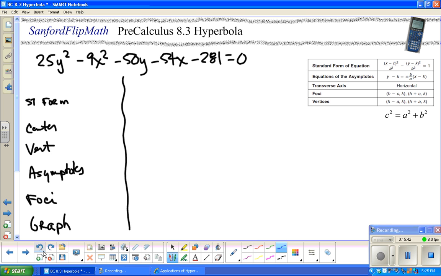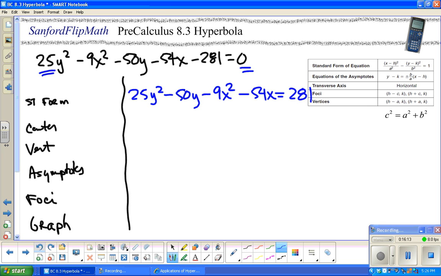Get x's and y's together. Now I'm actually going to have my y's come first because they start out positive. Sometimes they will change sign in the process of doing this, and that can happen because if the number over here ends up being negative, when you divide by that negative, everything will switch around. So don't freak out if that happens. It can happen, and it's no big deal. Okay, so minus 9x squared minus 54x. I'm going to add 281 to both sides.